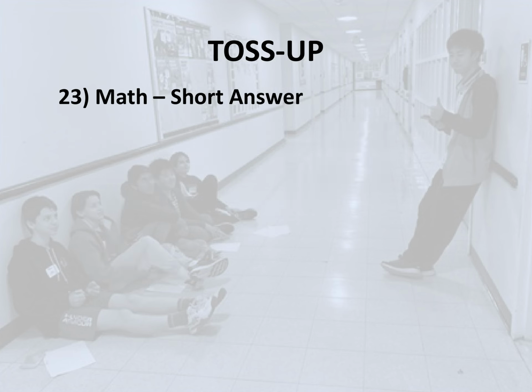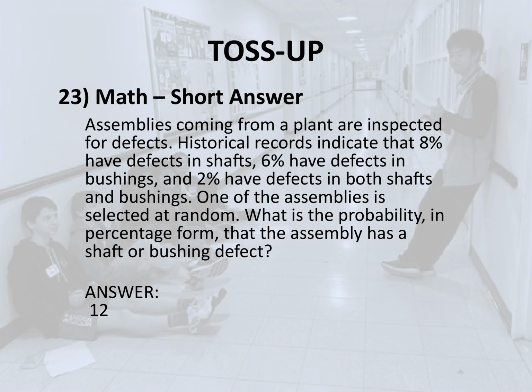Toss-up, 23. Math, short answer. Assemblies coming from a plant are inspected for defects. Historical records indicate that 8% have defects in shafts, 6% have defects in bushings, and 2% have defects in both shafts and bushings. One of the assemblies is selected at random. What is the probability, in percentage form, that the assembly has a shaft or bushing defect? Answer: 12.